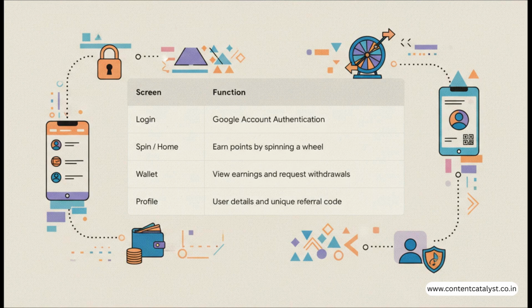You can see the entire user journey mapped out right here, from logging in with Google to spinning the wheel to cashing out. The key takeaway is simple. The more specific and structured your prompt is, the better the code you're going to get back from the AI. Garbage in, garbage out, right?